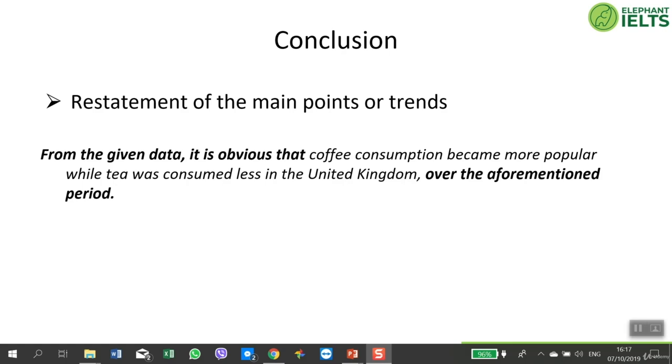So you see, we have summarized what happened. At the beginning, tea was more popular, but at the end, coffee became more popular. And again, look how we talk about the period: over the aforementioned period. And remember, all of this vocabulary is on your useful language page.